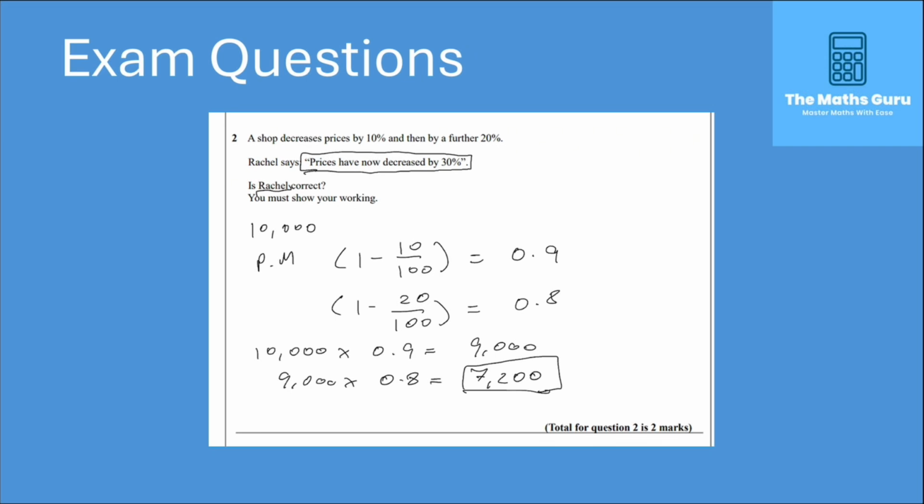Now, we need to check whether this is the same as decreasing the original shop price by 30%. So 10,000 times by 1 minus 30 over 100 is the same as writing 10,000 times by 0.7, which is equal to £7,000. As you can clearly see, there is a difference of £200. Therefore, Rachel is incorrect.